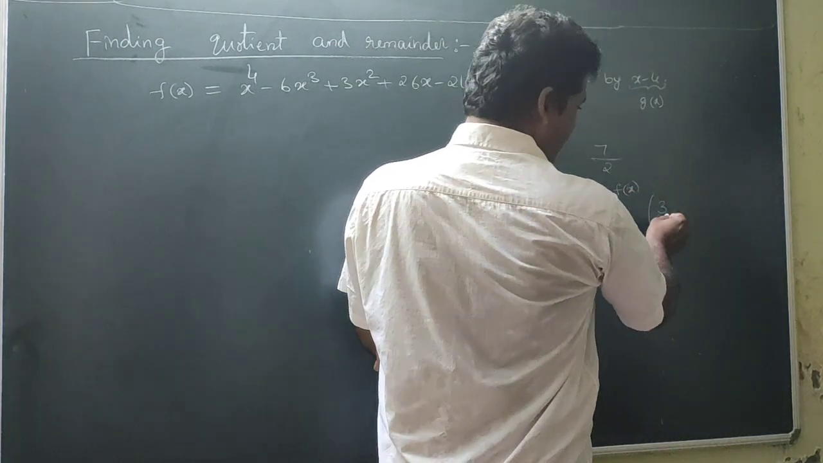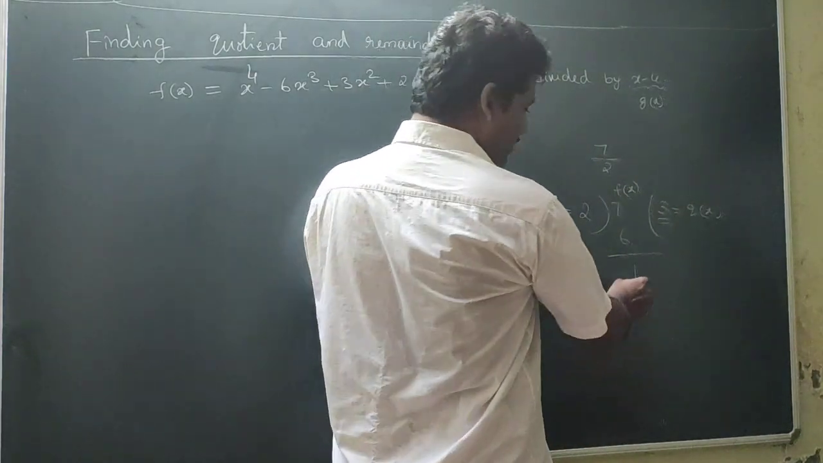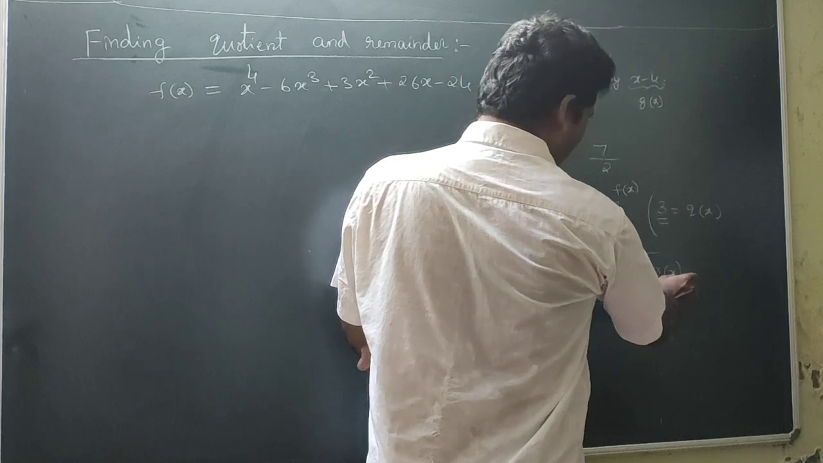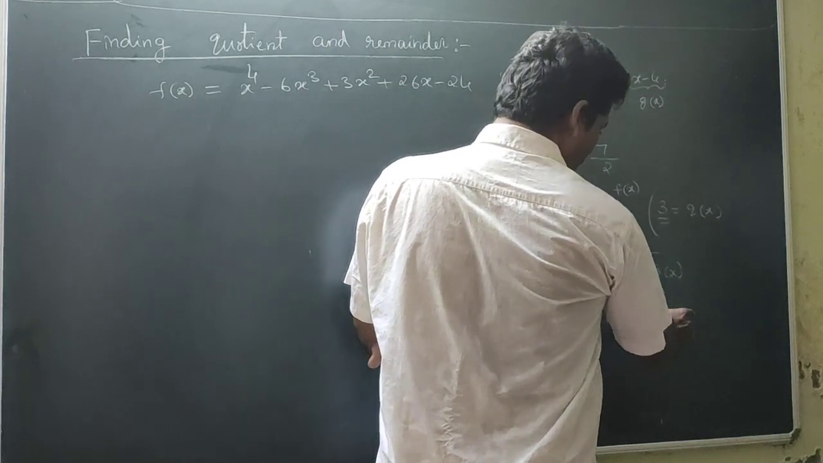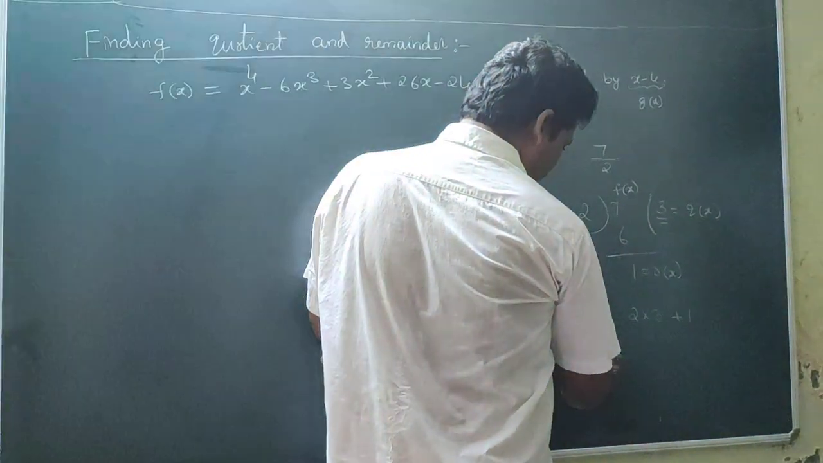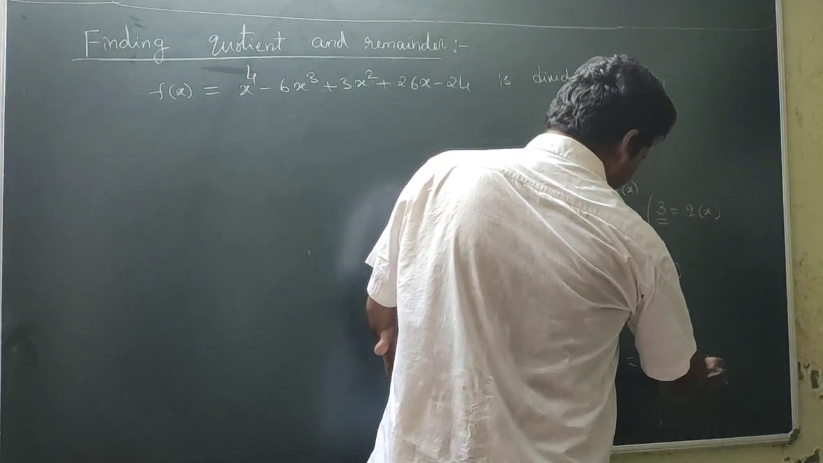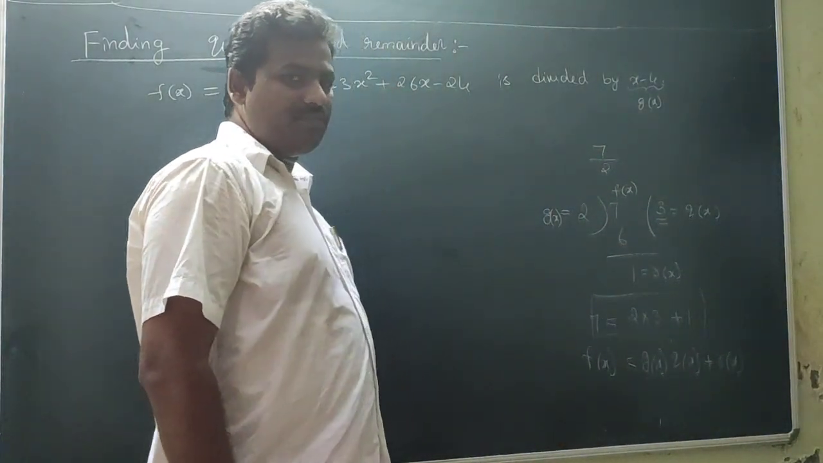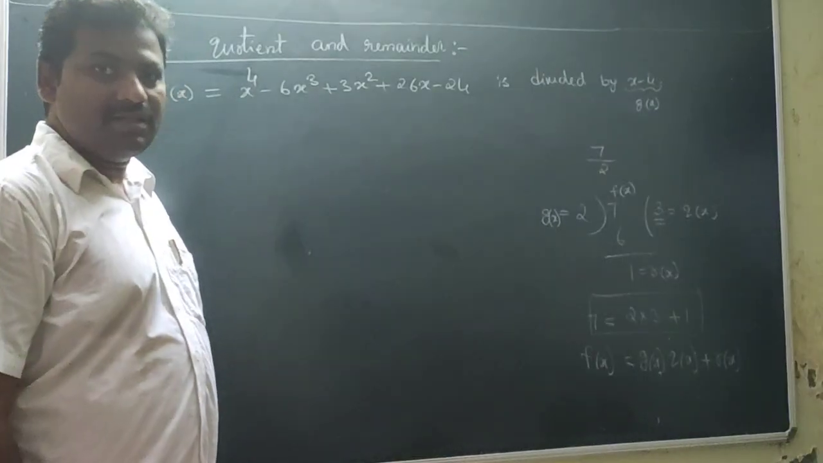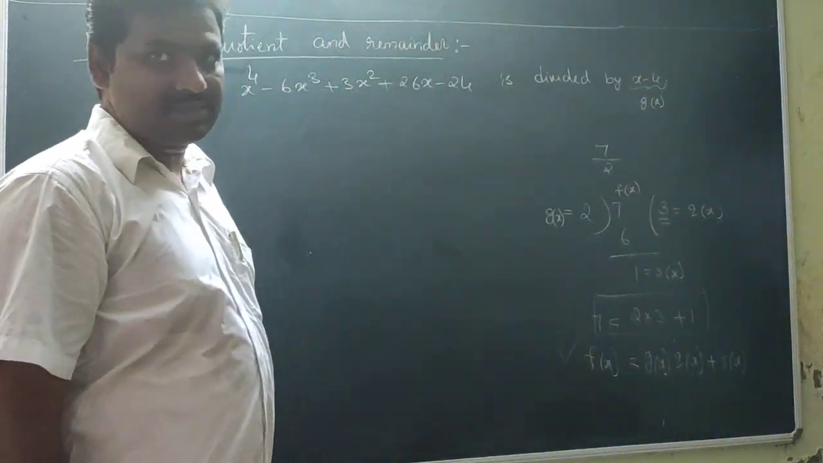This is f of x. And this is the quotient. We can take it as q of x. And this is the remainder. Let it be r of x. How do you write 7? 7 equals 2 into 3 plus 1. So f of x equals g of x into q of x plus r of x. This is the division algorithm for real numbers. And this one is the division algorithm for polynomials.